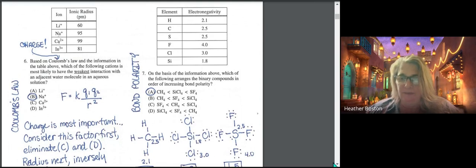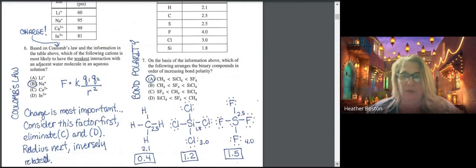Number 7, increasing polarity. So you're just going to subtract the electronegativity differences between the different atoms. And remember, you don't have to know these electronegativity differences. They will give you them if they're asking you a question on them. So you're going to subtract the two atoms involved, and the correct answer is A.